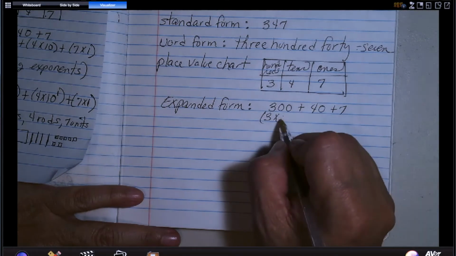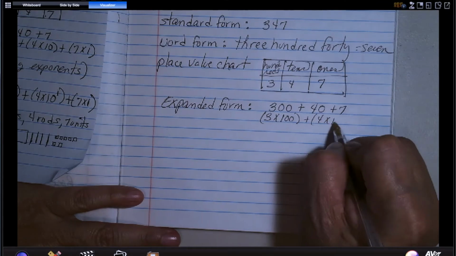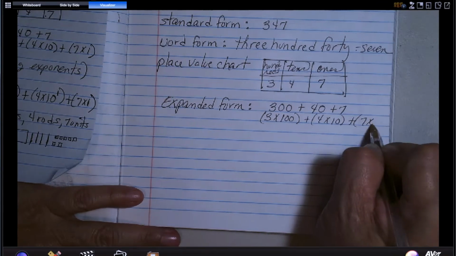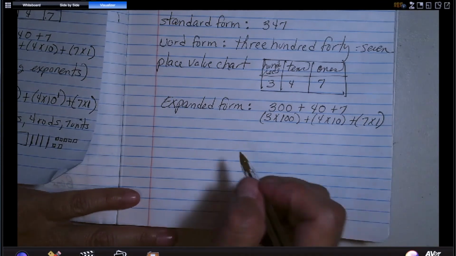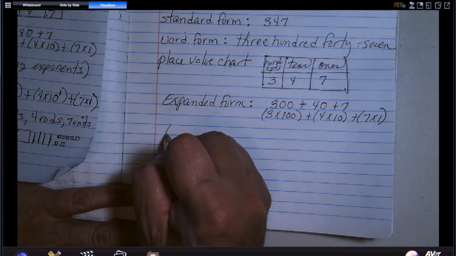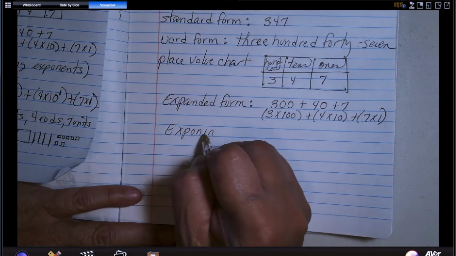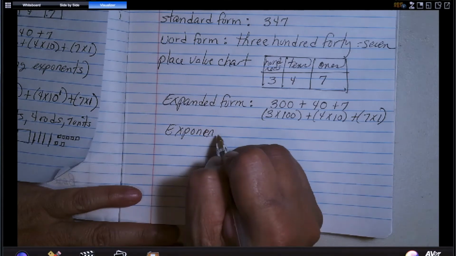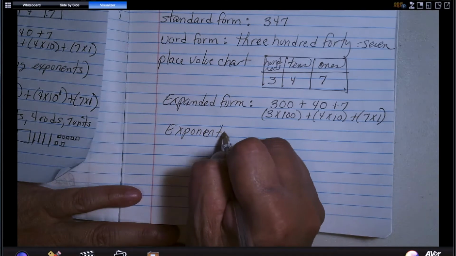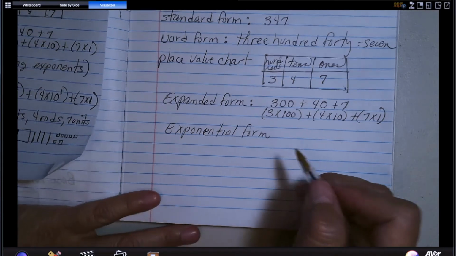Multiplicative, in which we are multiplying, 3 times 100 plus 4 times 10 plus 7 times 1. Now we have expanded form using exponents, which we can call exponential form, or expanded form using exponents.